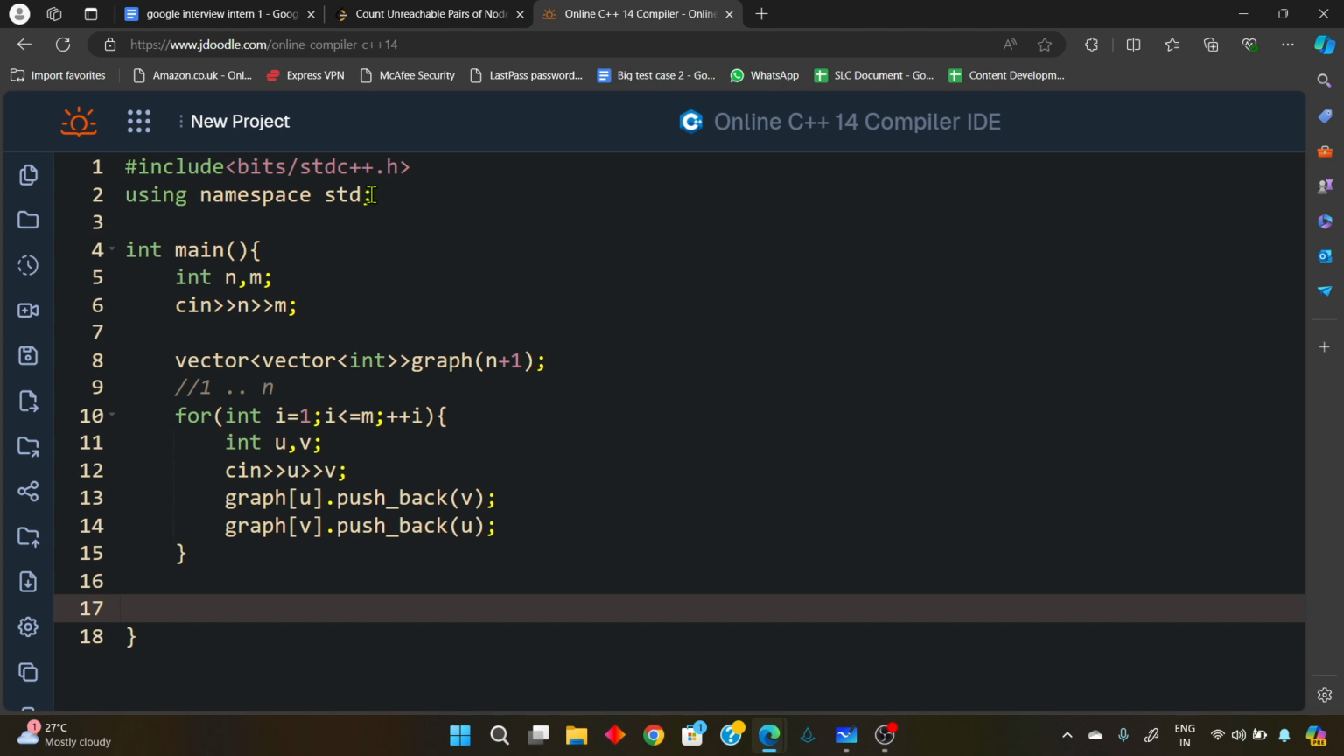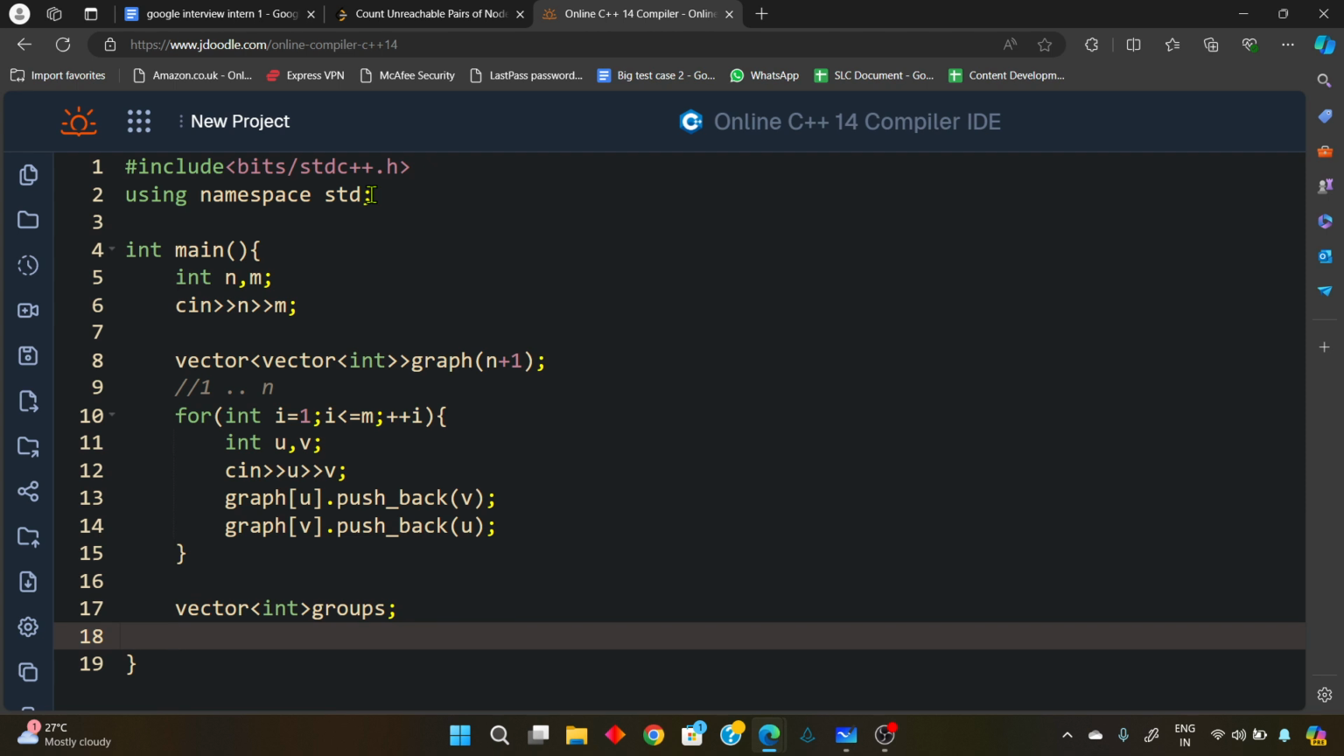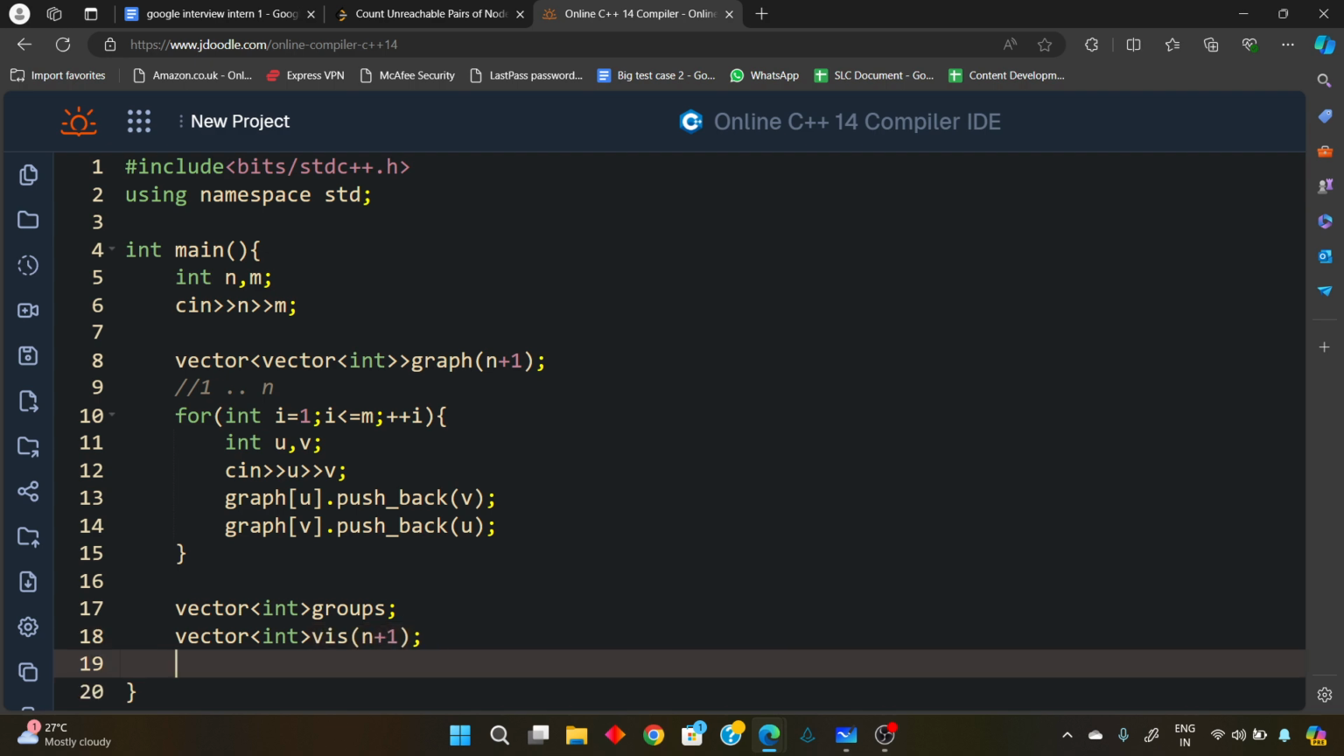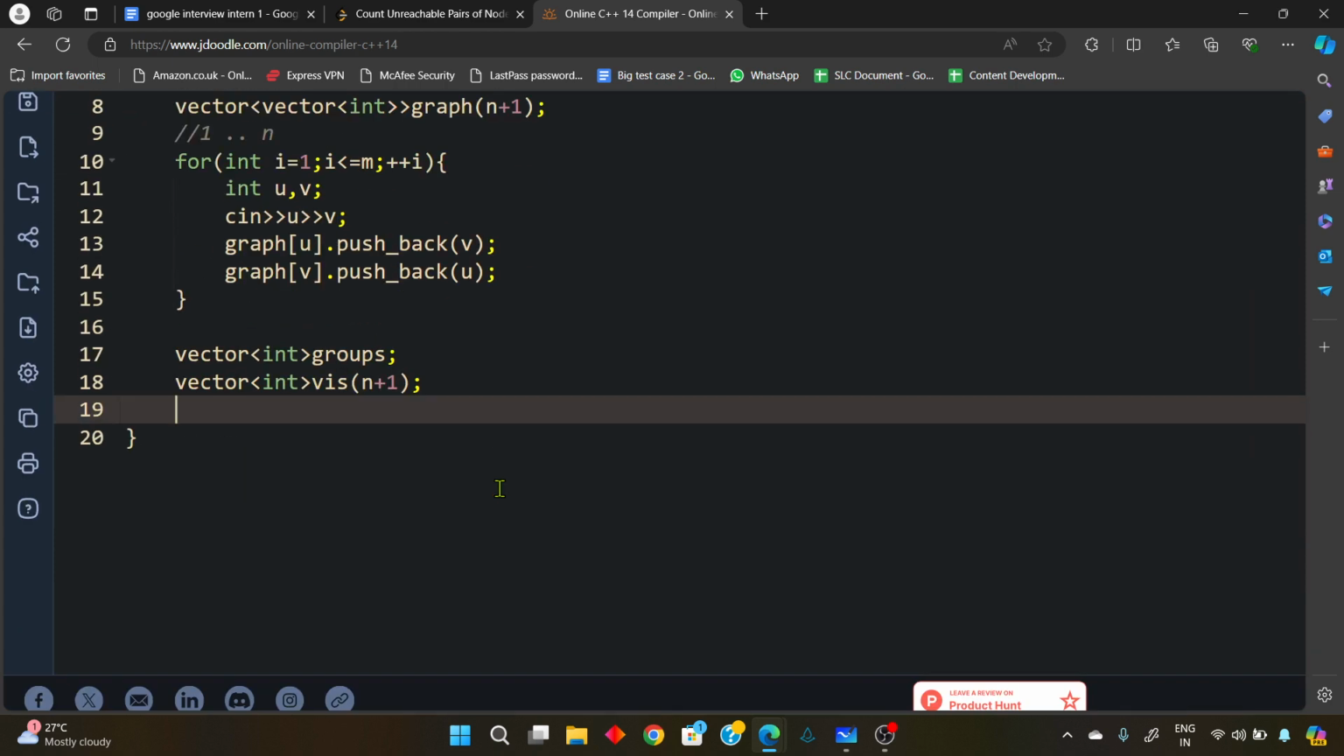Once we have this, what is our first goal? First, I want a list of how many people there are in each group. So I am going to have groups. Then what else do we require? We require a visited array of size n plus 1. Initially, it is going to be 0.